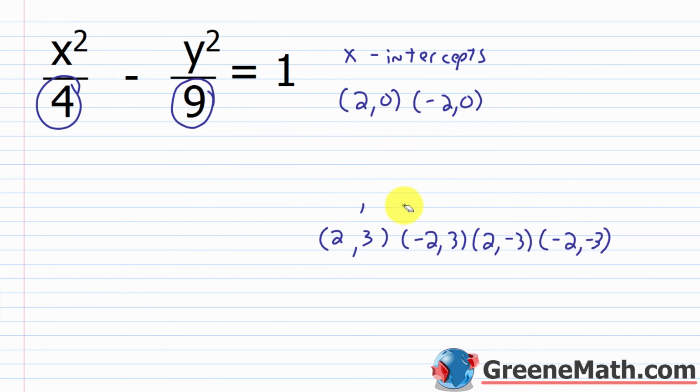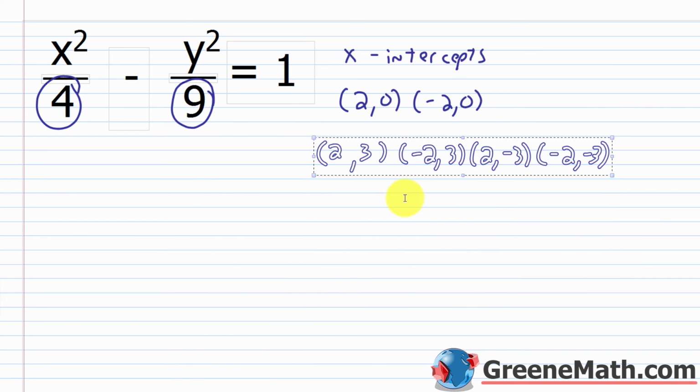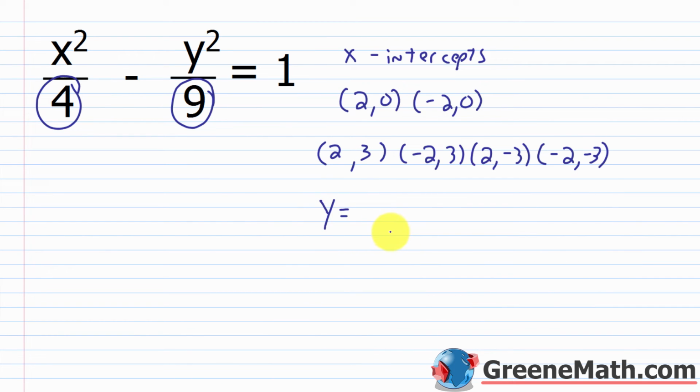And some people don't even want the rectangle. They just want the asymptotes. You can do that too. The asymptotes are easy to find also. So y equals, you have your slope times x, right? Your slope.